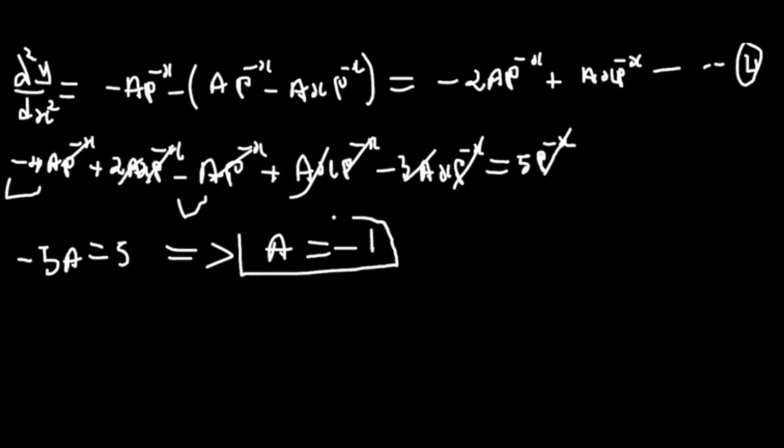Very good. So we have our a to be minus 1. So it means that our particular solution will simply be equal to a x, so it will be minus x e to the minus x.